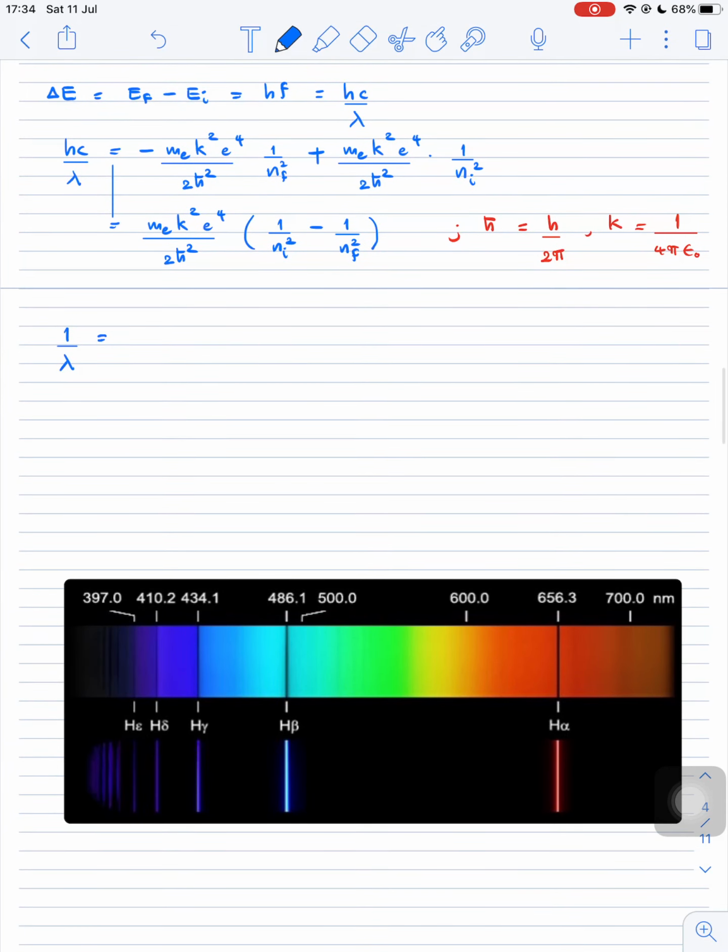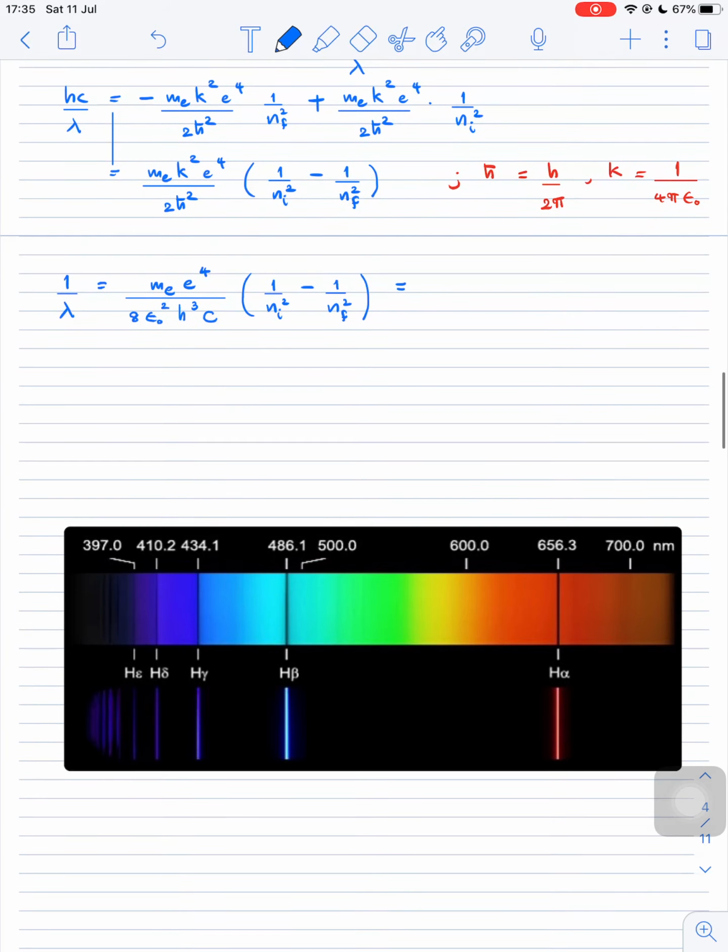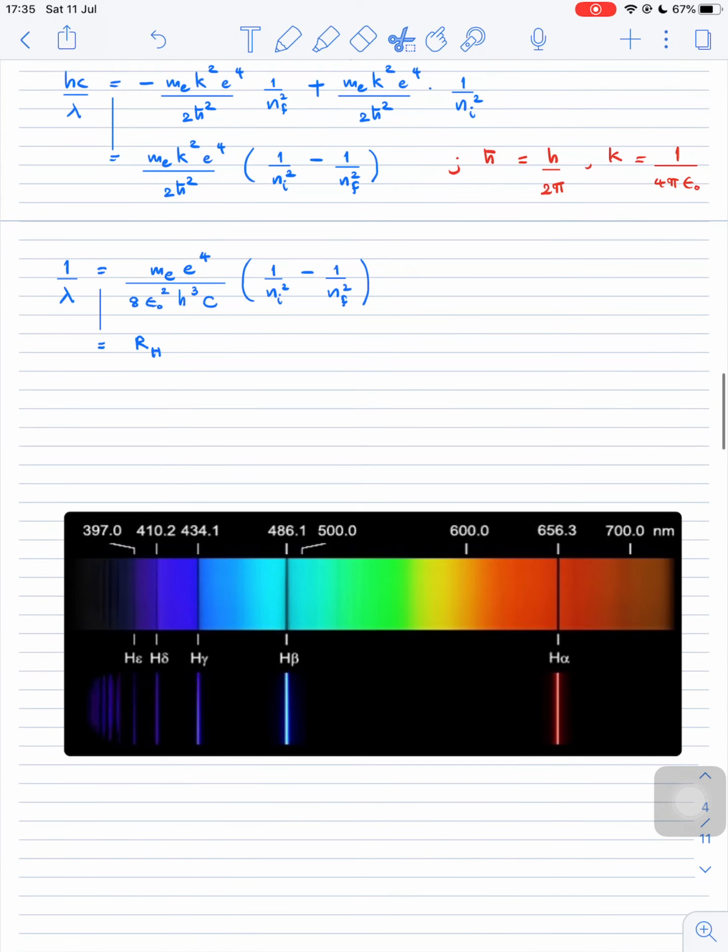Then finally we get that it equals m_e times e to the fourth, over 8 times epsilon naught squared, times h cubed, times c, and that's it, and then times 1 over ni squared minus 1 over nf squared, all equal to, we use R sub H here, and then multiply with this term. So the whole term here can be expressed as R sub H.